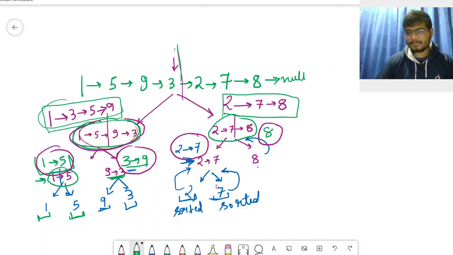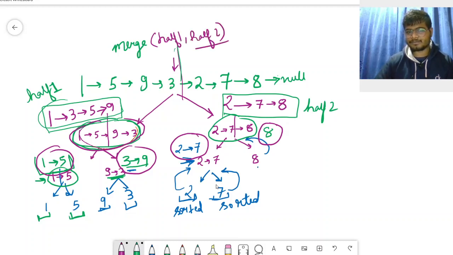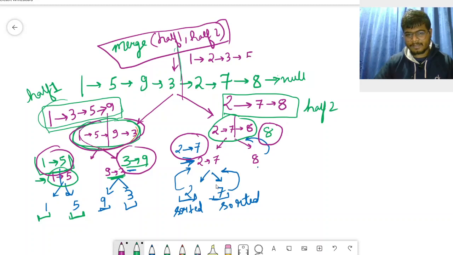Now if this is half 2 of the main linked list, and this is half 1, then we need to call merge on half 1 and half 2. What this merge function will do is merge both linked lists and give us the answer as 1, 2, 3, 5, 7, 8, 9, the required answer.